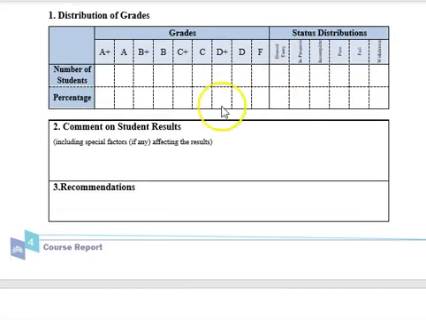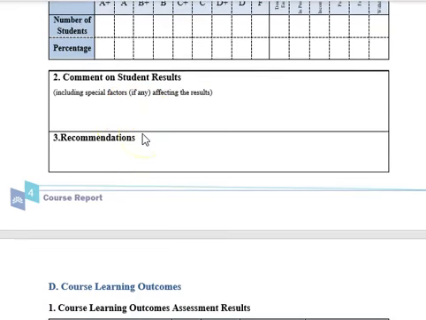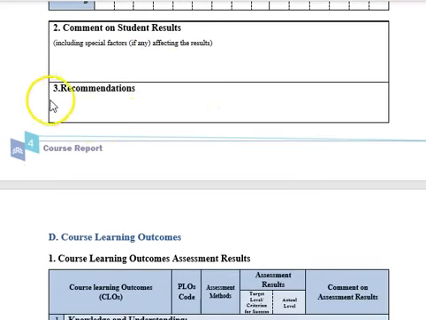Write your comments on students' results. For example, high grades or low grades, or normal distribution. The comments can also be about if there is a high percentage of denied or withdrawn students. And the recommendations. Write your recommendations based on your comments on student results.